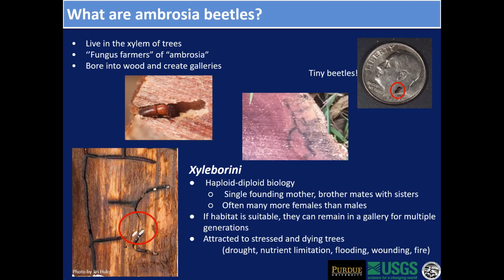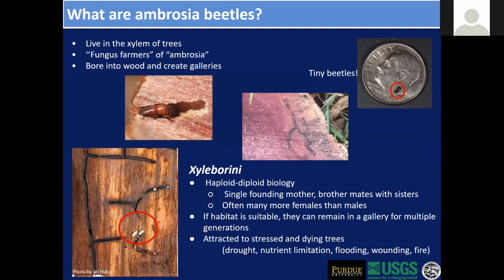These beetles are known to be invasive because they have this haploid-diploid biology, where a single unfertilized female can potentially start an entire population in a new location. And if the habitat is suitable, they can remain in that gallery for multiple generations. And we've also seen that happen with Rapid ʻŌhiʻa Death.